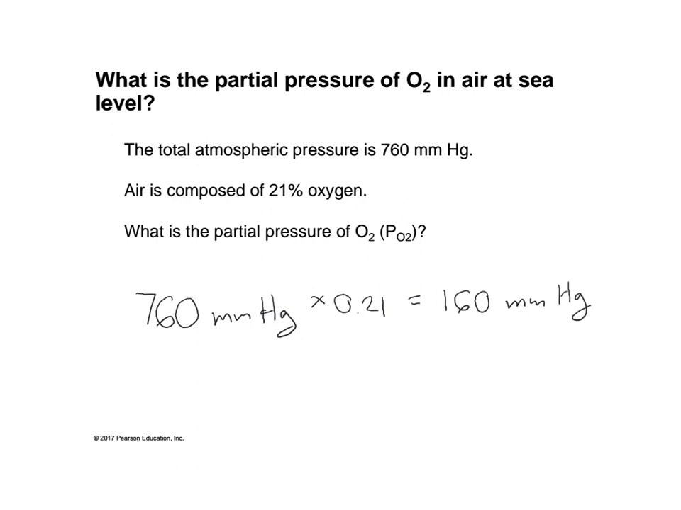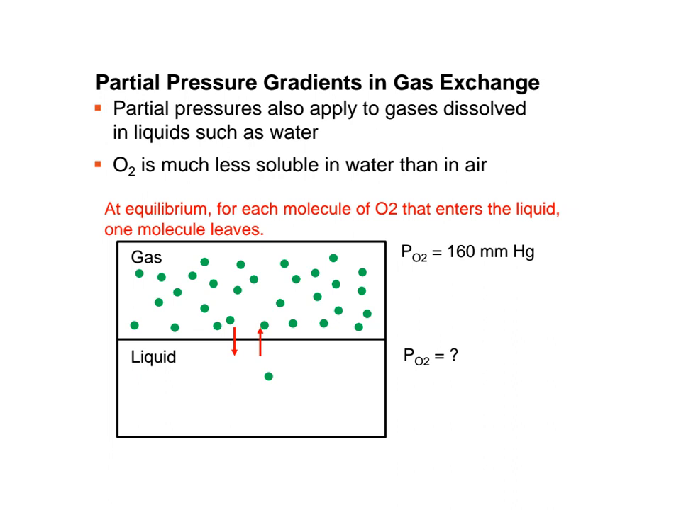Okay, so at sea level, given that air is composed of about 20% oxygen, the partial pressure of oxygen is 160 millimeters of mercury. So partial pressure gradients are important for understanding gas exchange.